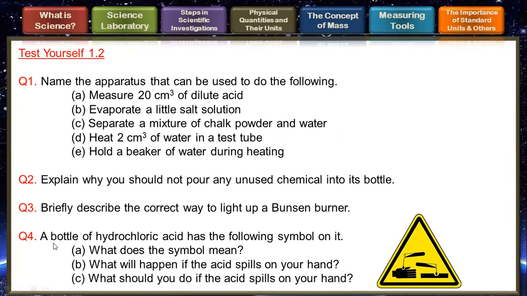For number 4, a bottle of hydrochloric acid has the following symbol on it. What does the symbol mean? What will happen if the acid spills on your hand? What would happen to your hand? And C, what should you do if the acid spills on your hand? What is the very first thing that you should do when the acid accidentally spills on your hand?